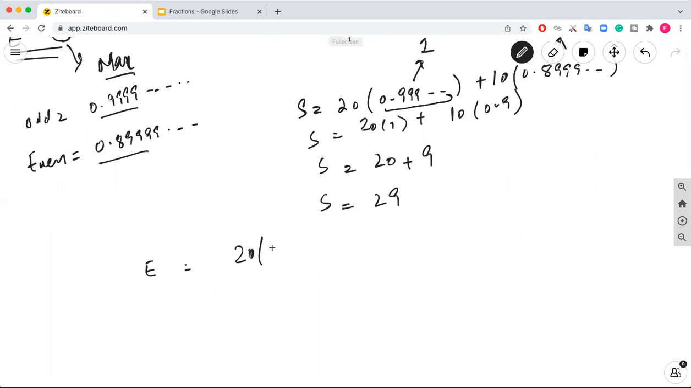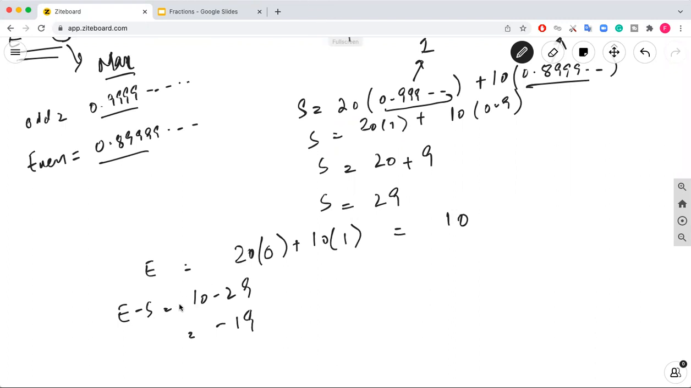This is 20 into 0 plus 10 into, in this case we will round up to 1. What will this be? This will be 10, right? So E minus S will be equal to 10 minus 29, which is minus 19.